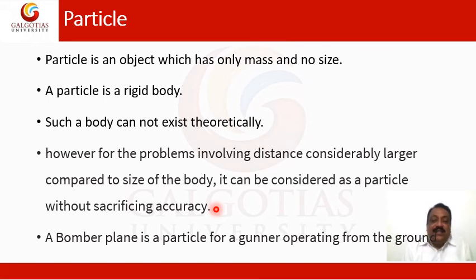So how much is the distance between the bomber plane and the gunner at the earth surface? It is in thousands of meters. And how much is the size of a bomber plane? It is about 50-60 meters. So 50-60 meters compared to 1000 meters is a very small magnitude, and hence it can be considered as a particle. So that is the importance of a particle. Don't consider that a particle can be of 1 centimeter or 2 centimeters. It depends upon the distances involved in the analysis.